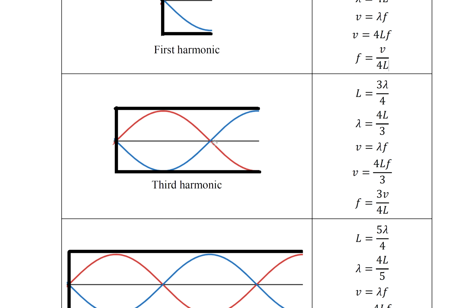You could see here, the length of this tube, L, is equal to 3 lambda over 4. So now, once again, solve for lambda. We have V equals lambda F. Substitute lambda into this equation. Let's finally solve for F.